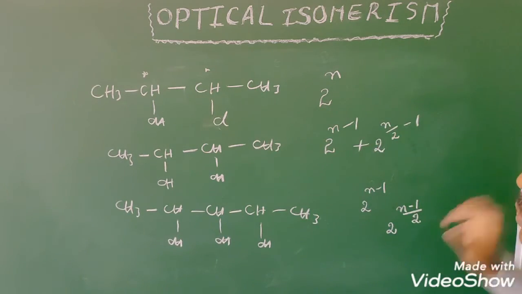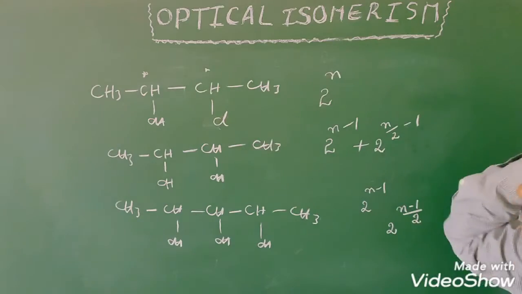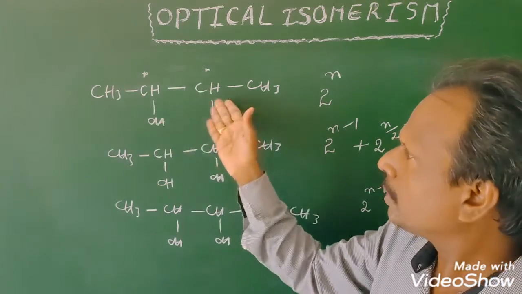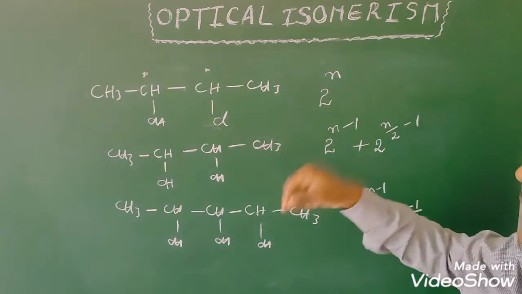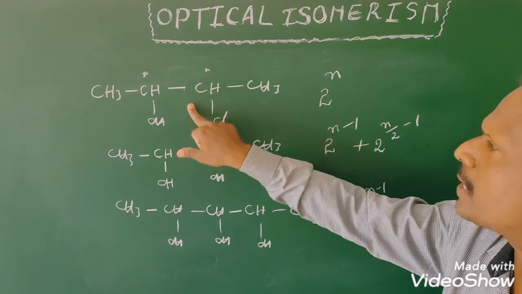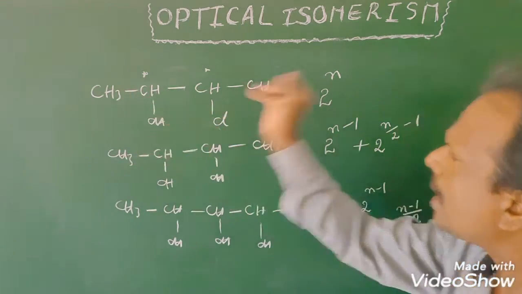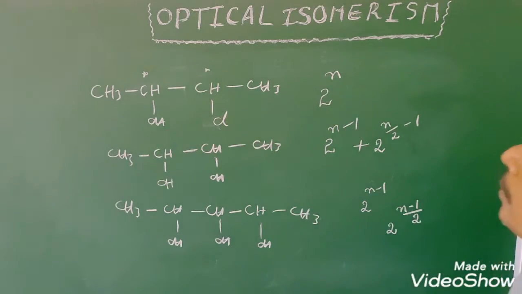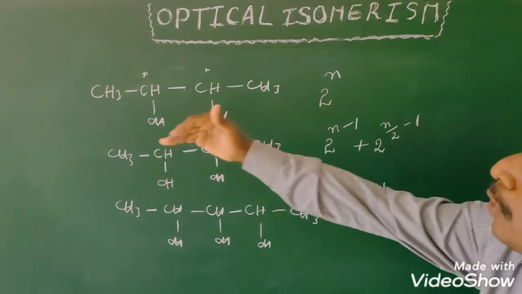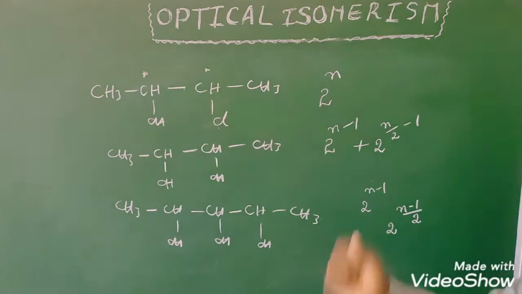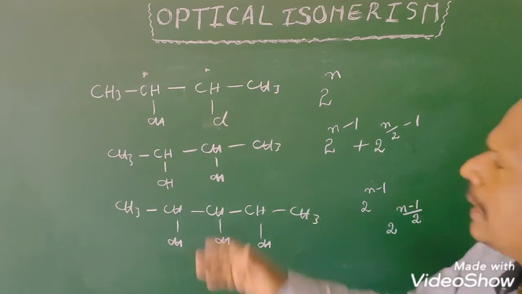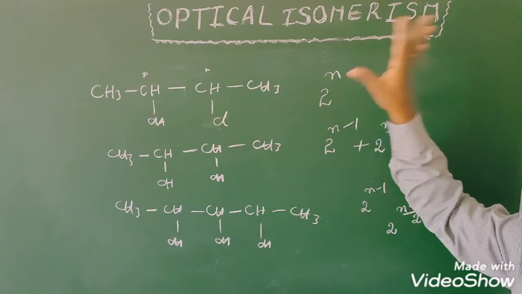All optical isomers are optically active except the meso compound. The optical isomers of this compound are all optically active because in the structural formula there is no symmetry. Here the n value is 2, so 2 squared is 4. This compound exists in 4 optical isomers. The 4 optical isomers are optically active, that means they rotate plane polarized light, because they do not have any plane of symmetry or center of symmetry.